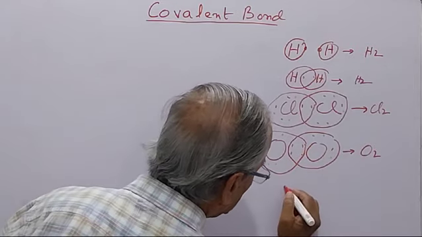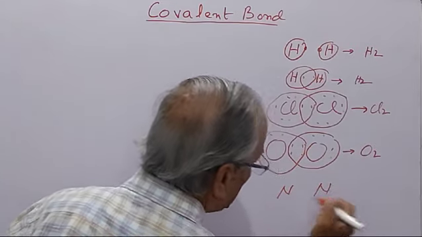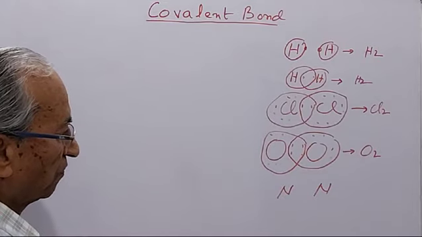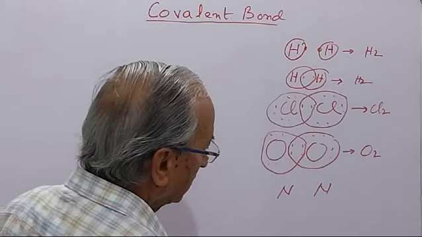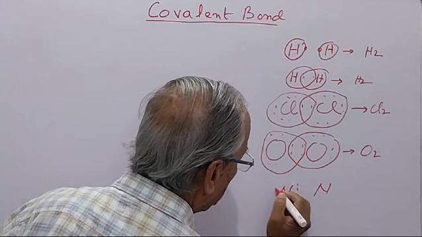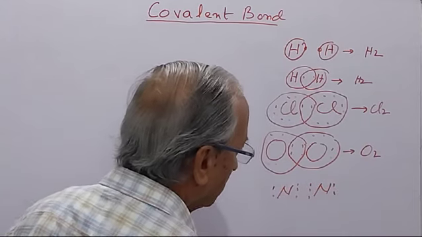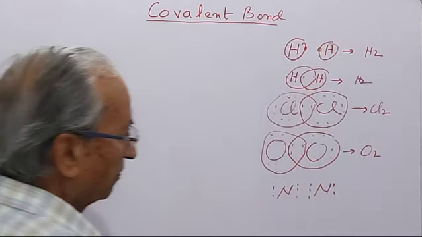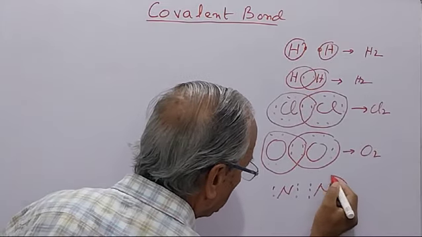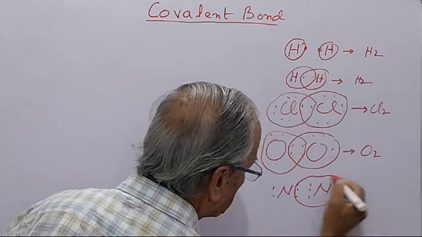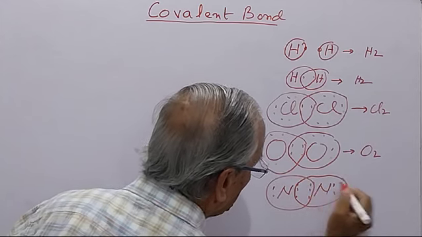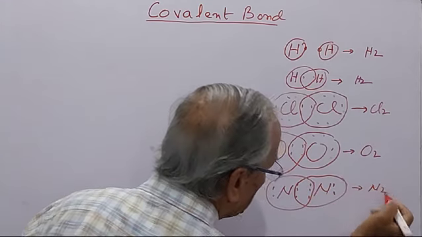Now we take the example of nitrogen. Nitrogen has 5 electrons in the outermost orbit and it requires 3 electrons for the octet position. Then 3 electrons they share together like this and they form the nitrogen molecule.